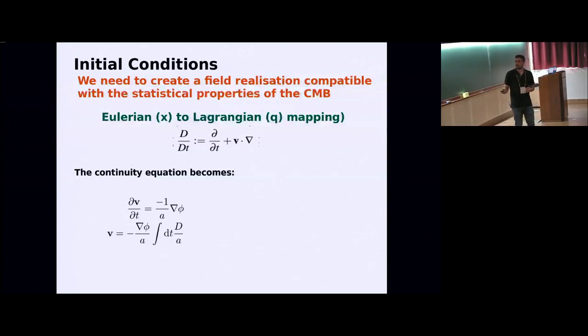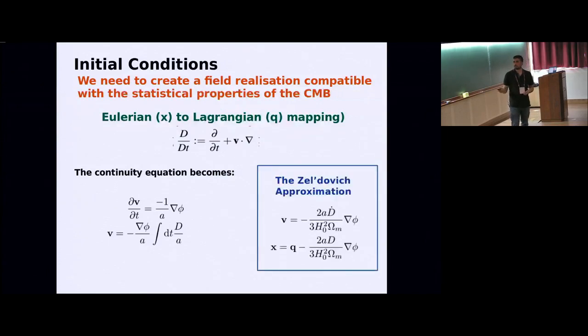Right, so we can use this linear order perturbation theory to estimate what the initial positions and velocities of our particles are. If you keep your equations at linear order, that is called the Zeldovich approximation. It just tells you that the velocities are proportional to the gradients of the potential, and the positions also. So these are particles that are going to start moving on straight lines.